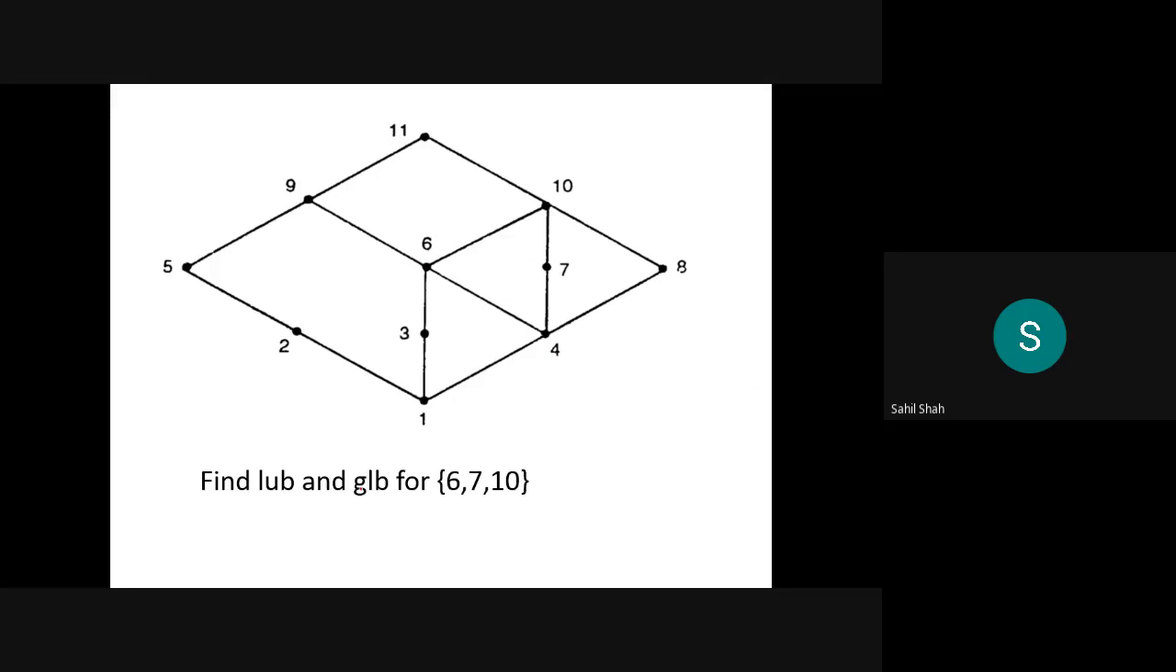So observe. First of all, upper bounds of 6, 7, 10. What are the upper bounds of 6, 7, 10? 10 and 11 are the upper bounds of 6, 7, 10. Only 2 elements will be acting as the upper bounds: those are 10 and 11. We will not have 9 because 9 is not related with 7 by any means. Right?